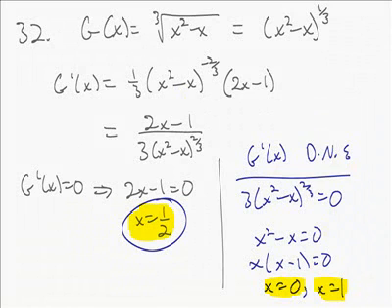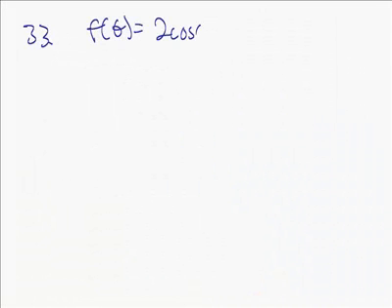Actually, let's look at 36. Now let's try 33. At least set up 33. For number 33, we have a function f of theta. It's equal to 2 cosine theta plus sine squared of theta.